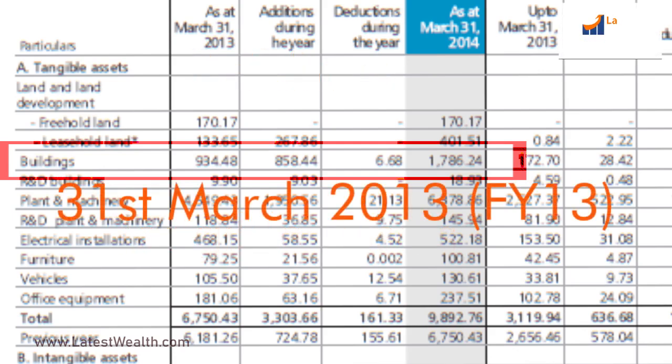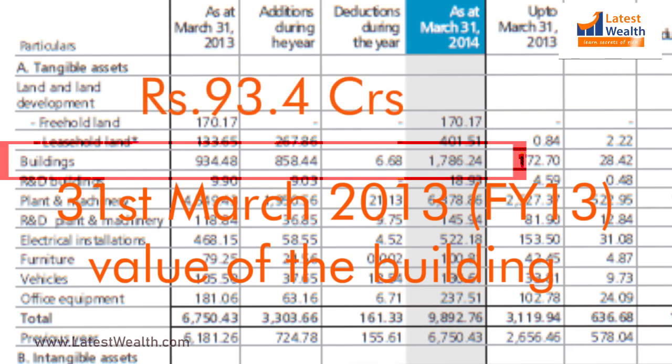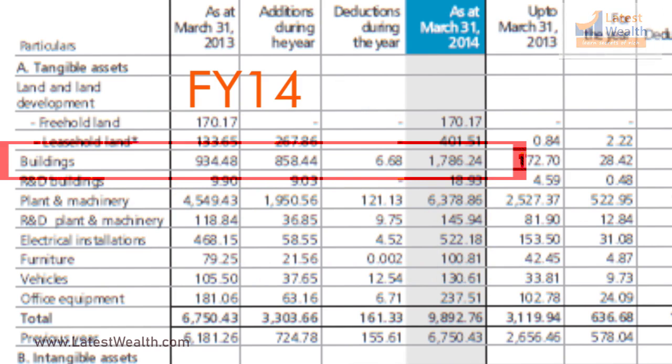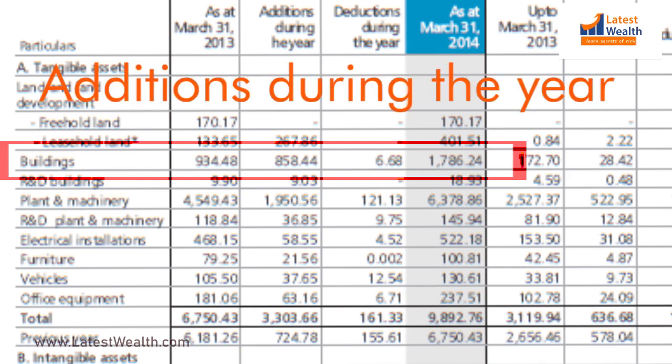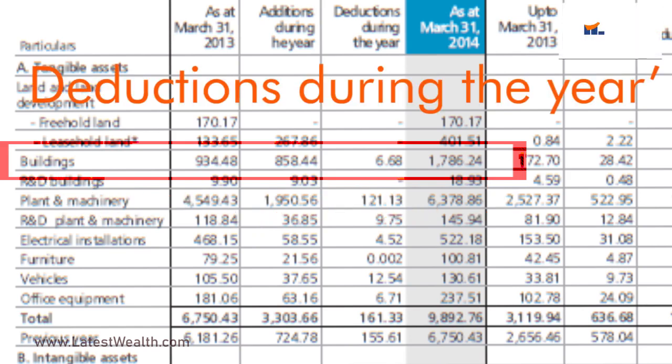As of March 31st, 2013, that means financial year 13, ARBL reported the value of buildings at 93.4 crores. During financial year 14, the company added 85.8 crores worth of buildings. This amount is classified as additions during the year. Further, they also wound up 0.668 crores worth of buildings. This amount is classified as deductions during the year.